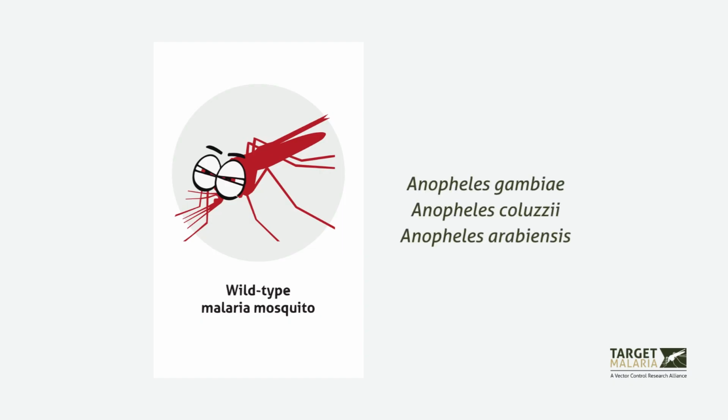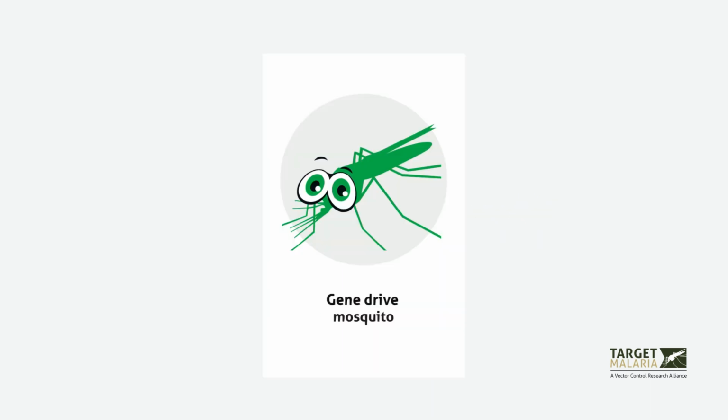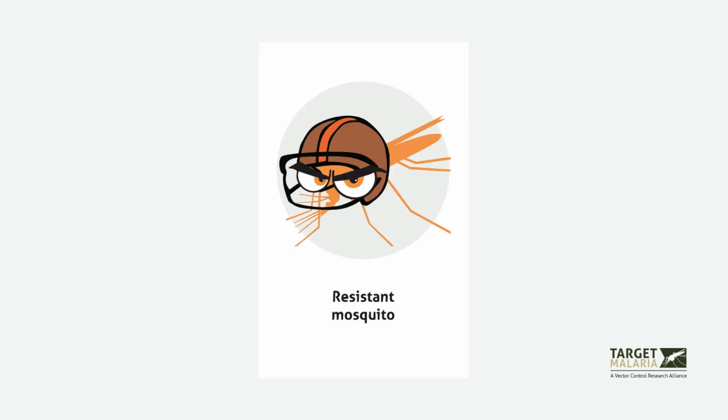Wild-type mosquitoes are regular Anopheles mosquitoes. Gene drive mosquitoes have been genetically modified with the gene drive technology. Resistant mosquitoes are wild-type, except that when they mate with gene drive mosquitoes, the modification is not always inherited. These mosquitoes are thought to be rare, but may exist in large populations.